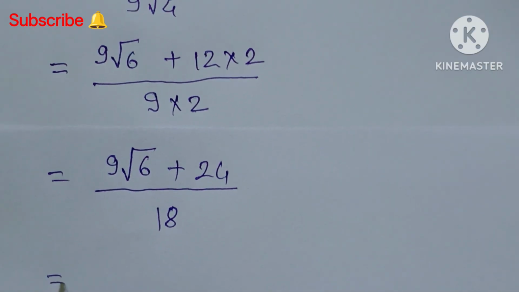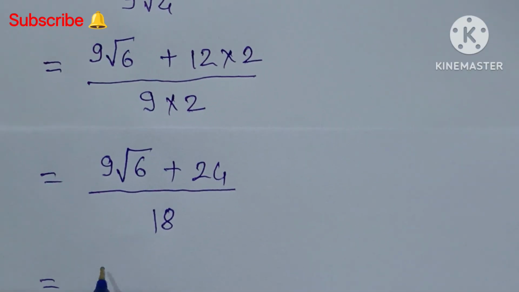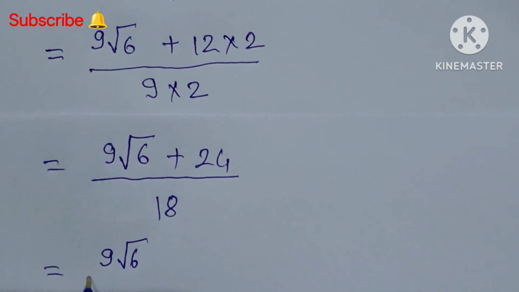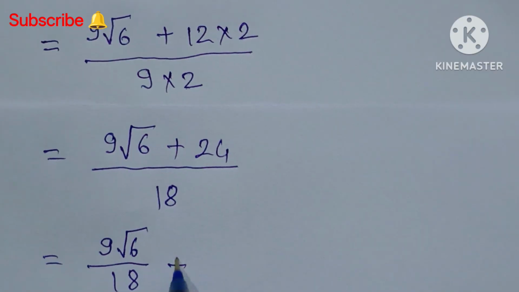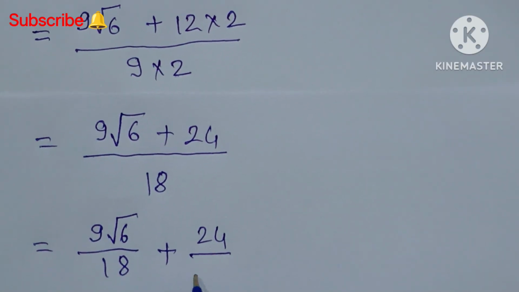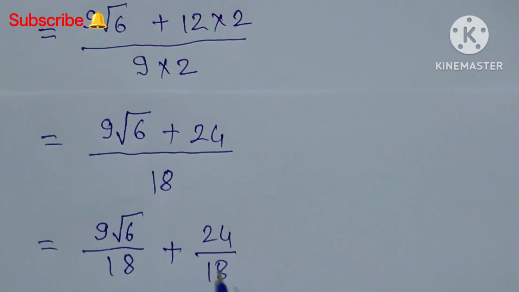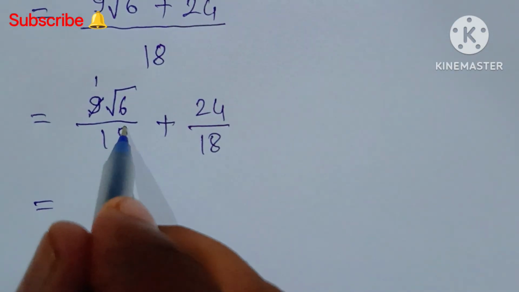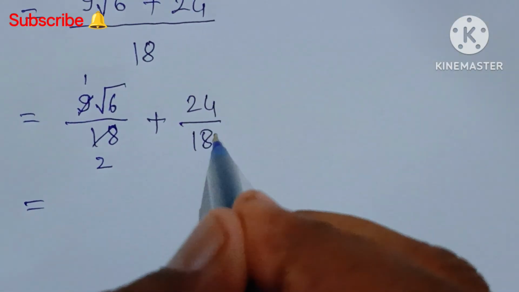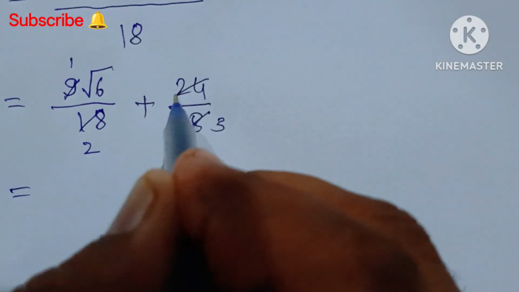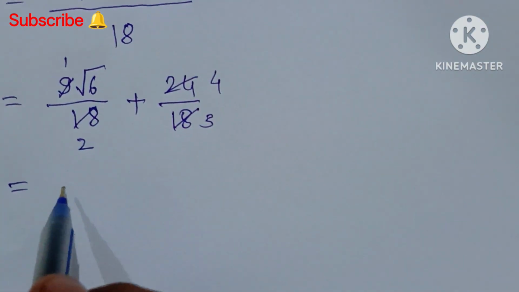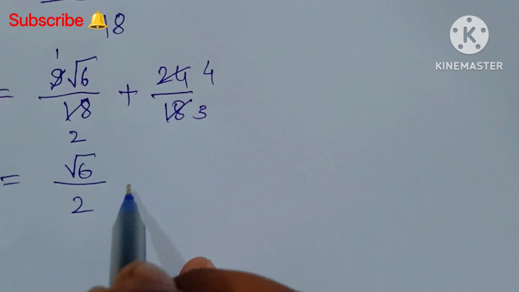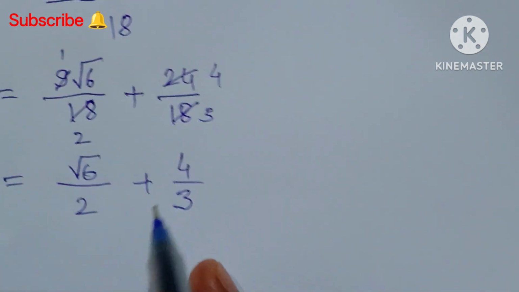Equal to, here we can separate the denominator: 9 under root 6 divided by 18 plus 24 divided by 18. We get 9 1 are 9, 9 2 are 18. Here 6 3 are 18, 6 4 are 24. So here we get under root 6 by 2 plus 4 by 3.